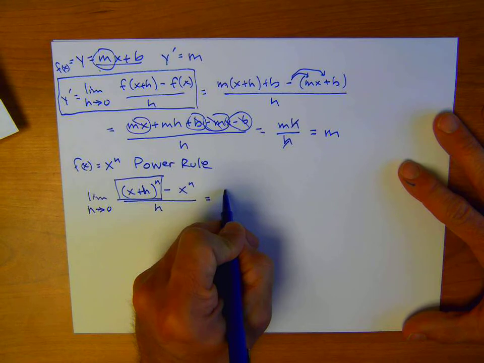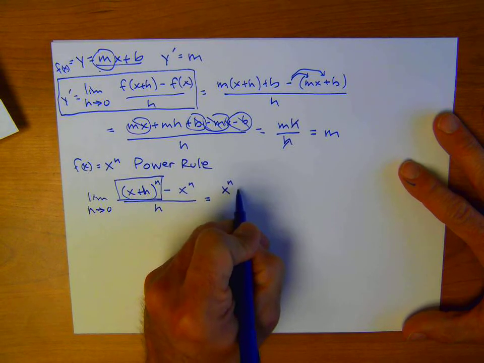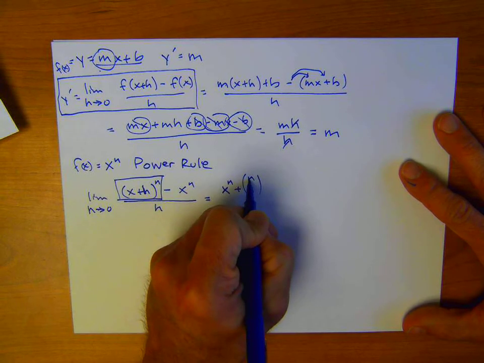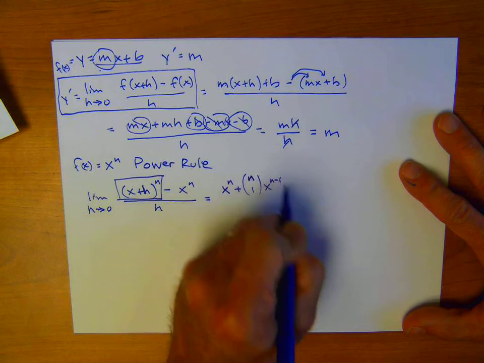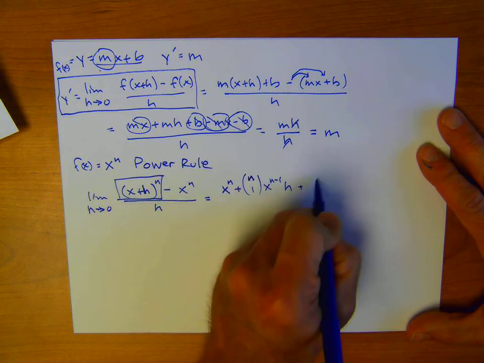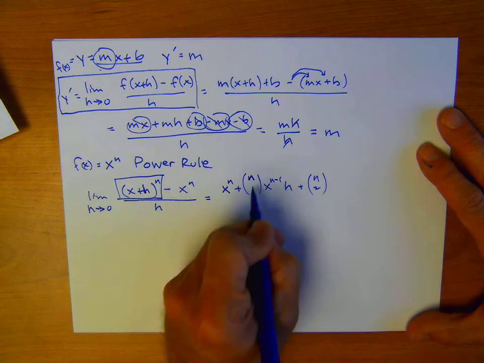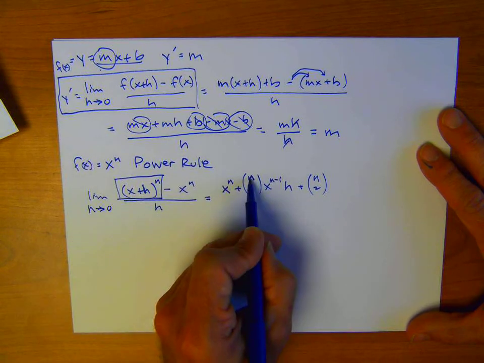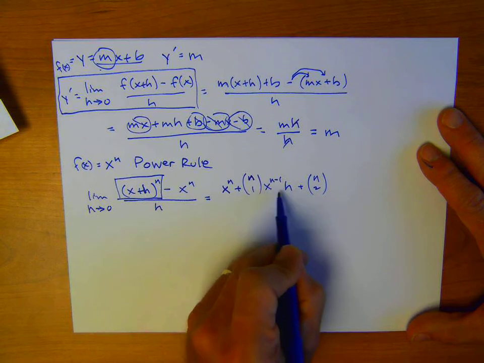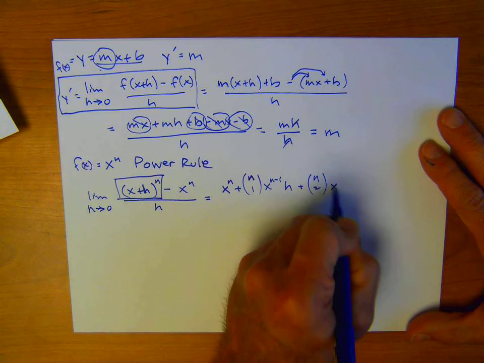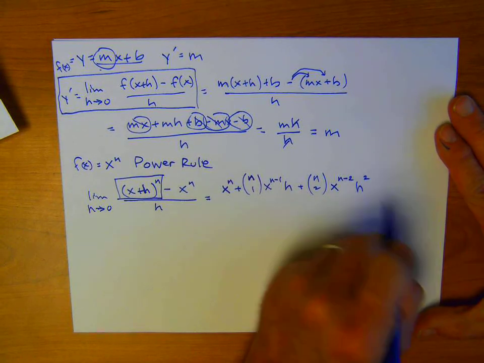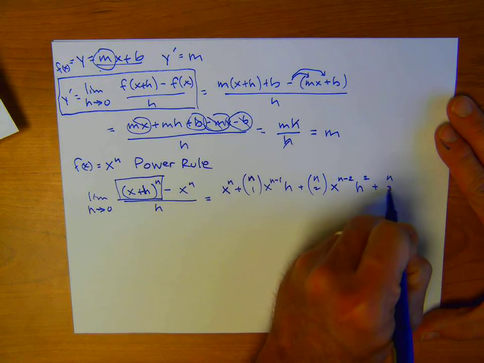So this is going to be x to the n plus n choose 1, this is a combination, n choose 1, x to the n minus 1 times h, plus n choose 2. I'm not going to get into exactly what that number would be, for any value of n we could figure it out, but it would be the coefficient here. But I don't want you to get too hung up on that. I just want you to see the form here because what comes out is pretty amazing. Then we have n choose 2, x to the n minus 2, h squared, and we don't know what n is, so we can just kind of keep going.